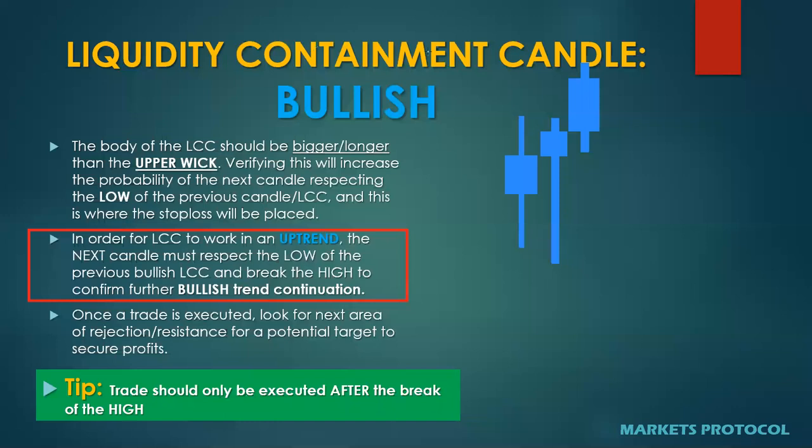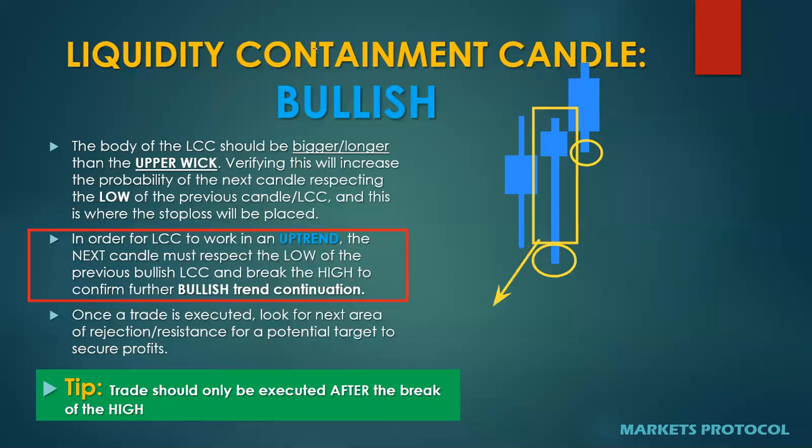So we have a low of a liquidity containment candle, which is right over here. Obviously, it has broken the low of the previous one before that, which is fine. But what we need to see is the next candle have a higher low. So that's basically what I mean by next candle must respect the low of the previous bullish liquidity containment candle. So this is your bullish liquidity containment candle.